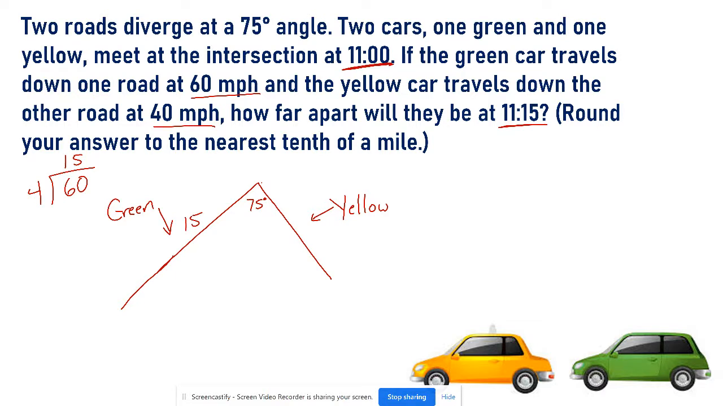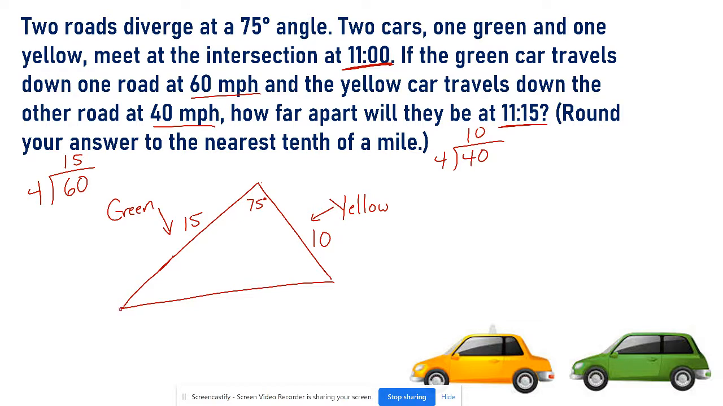The yellow car is going 40 miles an hour. If you go 40 miles in an hour, in a quarter of an hour, you would go 10 miles. So the yellow car goes 10 miles. So that's our triangle now. We have a 75-degree angle where the roads diverge from each other. The green car is going to travel 15 miles. The yellow car is going to travel 10 miles.